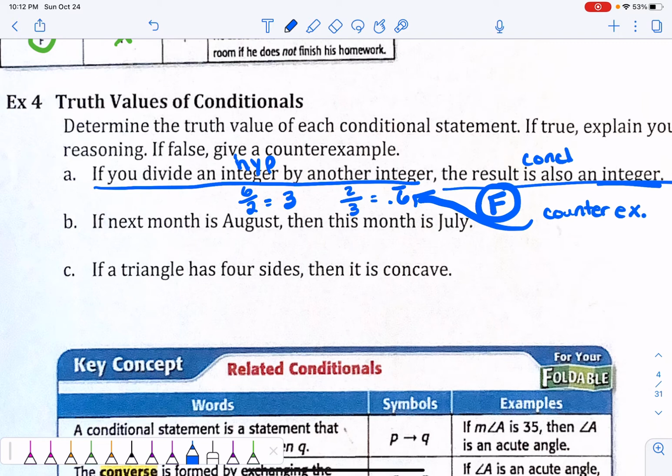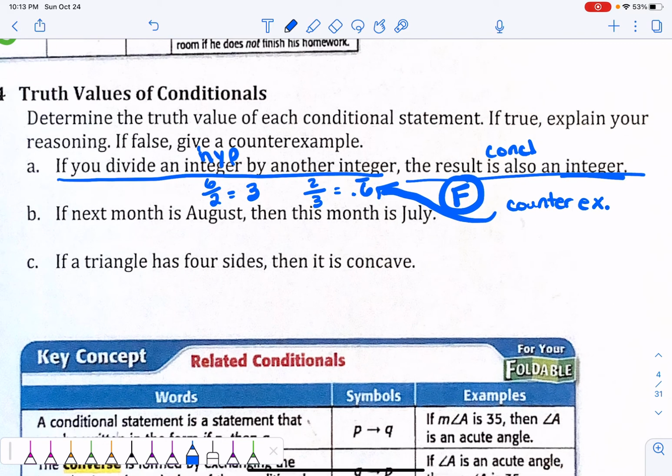So in the instructions, it says determine the truth value of each conditional statement. If it's true, explain your reasoning. If it's false, give a counter example. So I just did that there. The result is not always an integer. It could be an integer like in this case, but it doesn't always have to be, like the counter example that I gave.